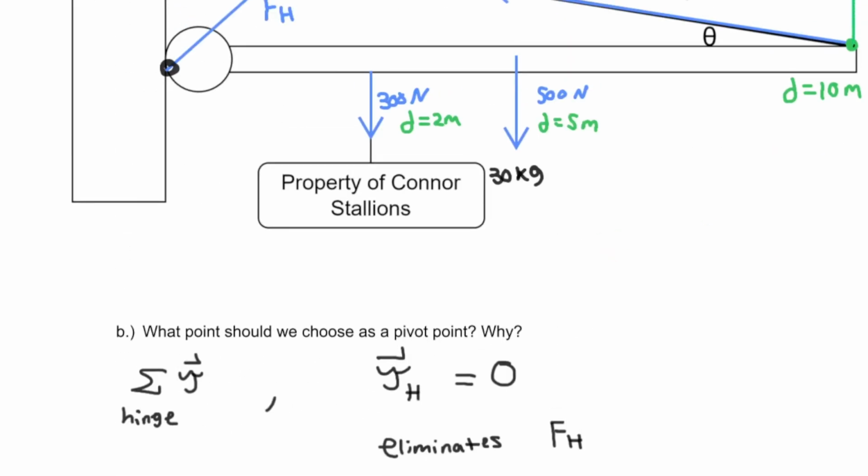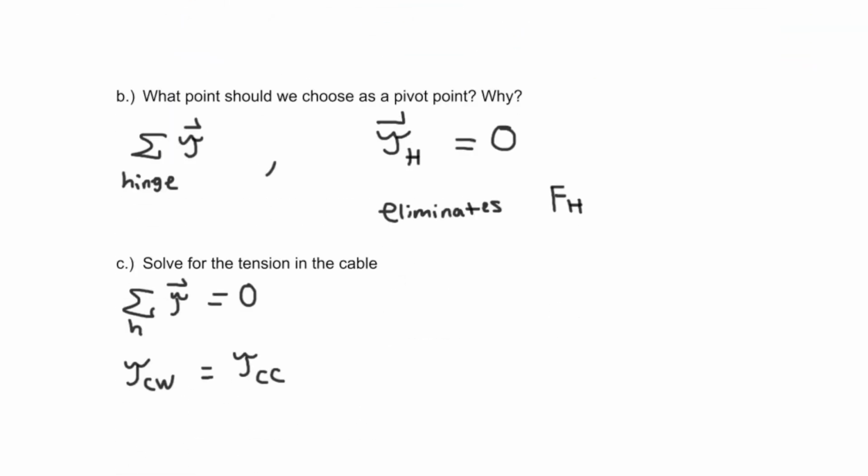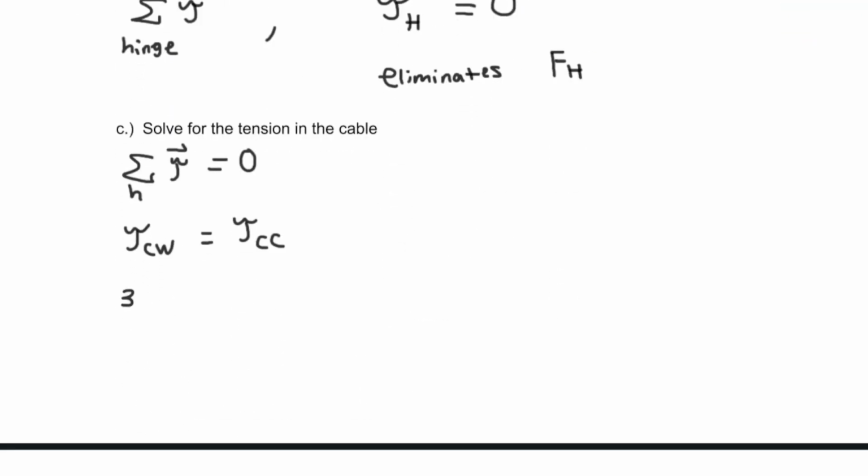So first, we can actually explicitly calculate the left side of this. So we have a 300 Newton force of the sign acting 2 meters away. And we also have a 500 Newton force from the beam acting 5 meters away.